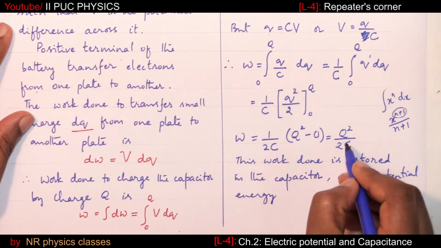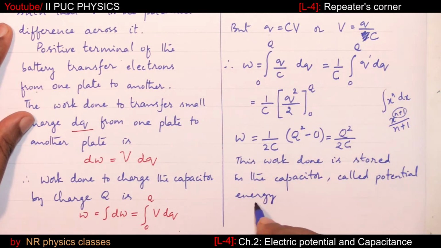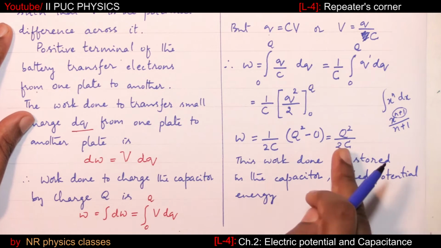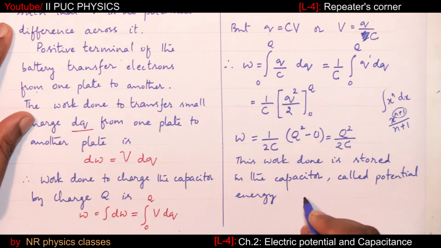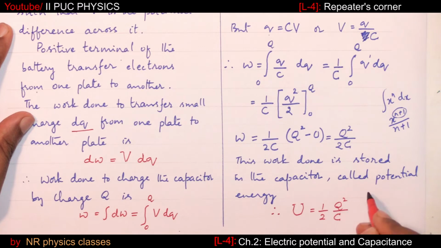This work done is stored in the capacitor as potential energy. Stored energy is called potential energy, isn't it? Therefore, potential energy equals half Q square by C. Let us denote potential energy by U.